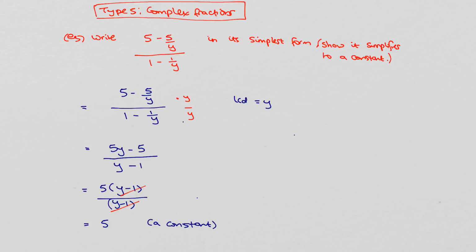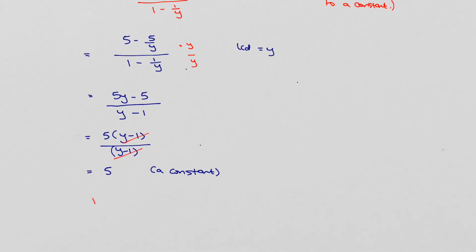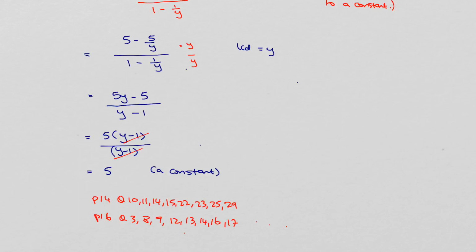Okay, so what are we doing now in class? We're going to go to page 14, and you're going to do questions 10, 11, 14, 15, 22, 23, 25, 29, and on page 16 you're going to do questions 3, 8, 9, 12, 13, 14, 16 and 17. And then if there's any questions, please make sure you send me a message on Teams and I can do out solutions for the questions and post them to the class. Okay?